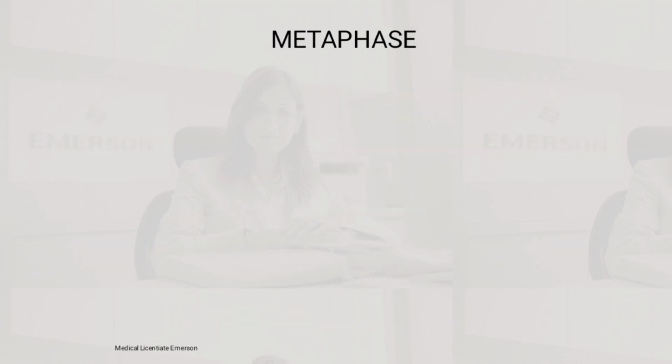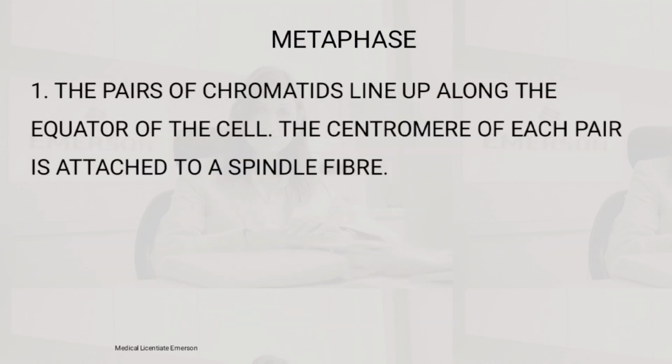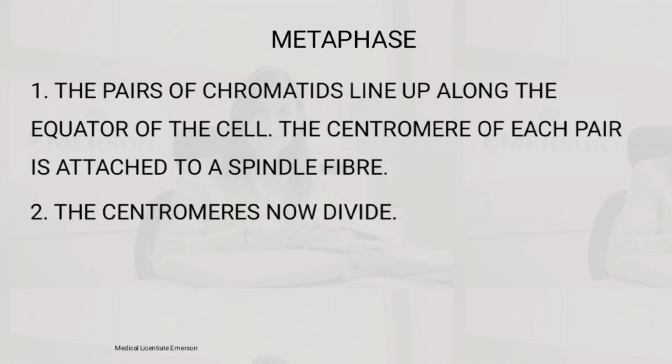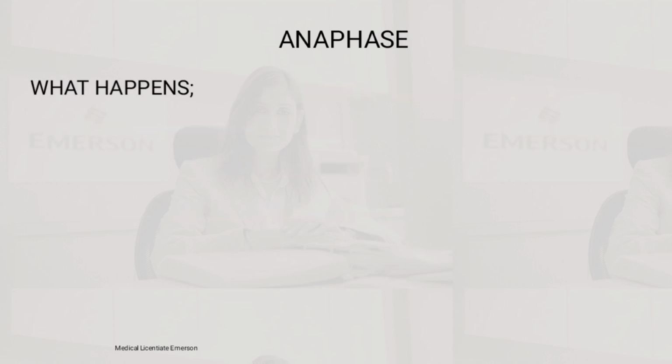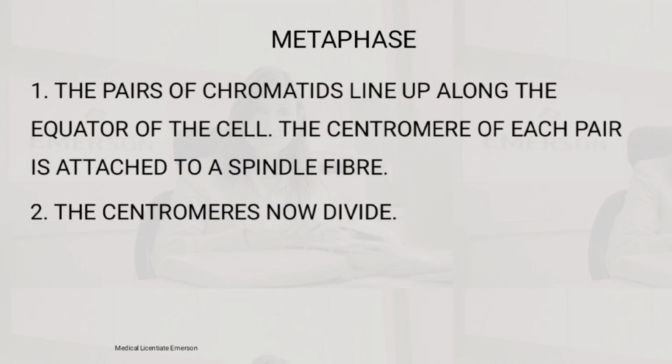Then metaphase: the pairs of chromatids line up along the equator of the cell. The centromere of each pair is attached to a spindle fiber. Then the centromere divides. That is about metaphase.